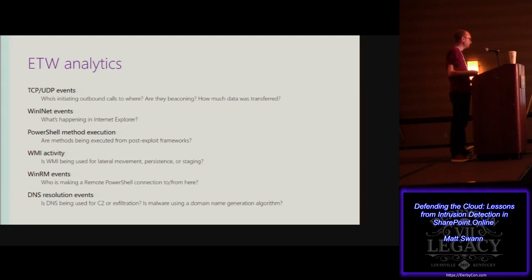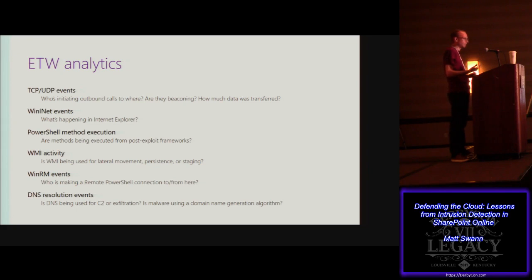I get to see WinINet, all the headers, both request and response, even if you're doing SSL, which is pretty handy. You can see PowerShell method execution, even if I'm running, say, PowerShell 2 or PowerShell 3.5, and I don't have transcription or script block logging turned on. I can see WMI queries, WMI method execution. So if somebody sneakily tries to launch a process on a remote machine using WMI, I can pick that up.